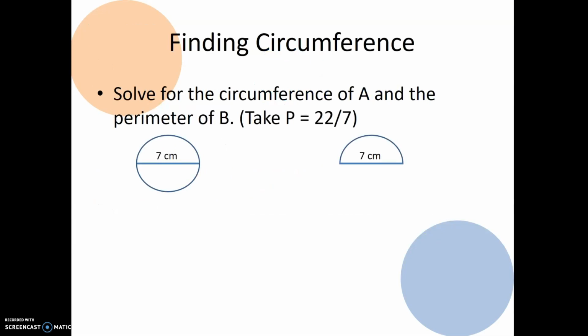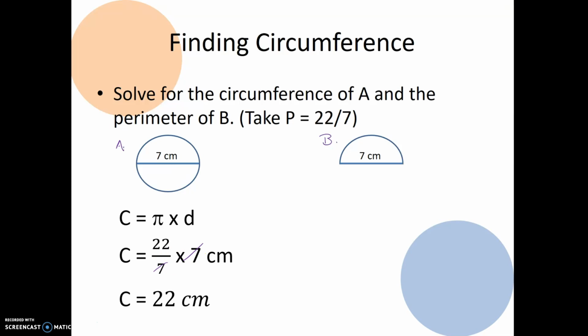All right, let's get into some problems. We're going to solve for the circumference of A and the perimeter of B. And we're going to use pi equals 22 over 7. Okay, so over here, this is A right here. It's marked in your notes. It's just not marked in my PowerPoint. Okay, so let's start with circle A right here. And we're going to solve for the circumference. So we're going to write circumference equals pi times diameter, and then we're going to substitute in our values. Circumference equals 22 over 7 times 7 centimeters, and we can cross cancel there, and our circumference is 22 centimeters. Okay, that one was easy, right?